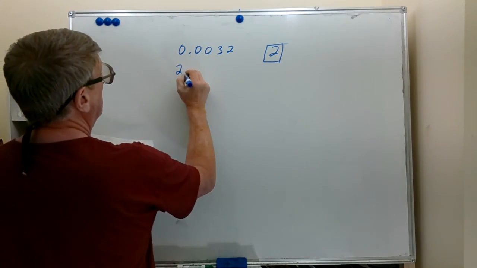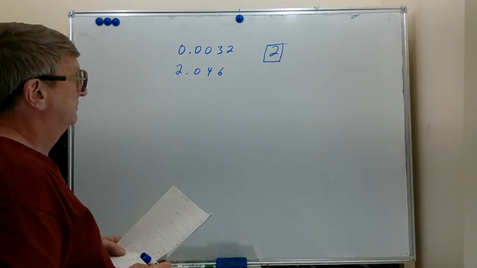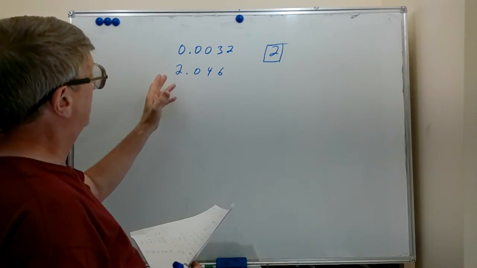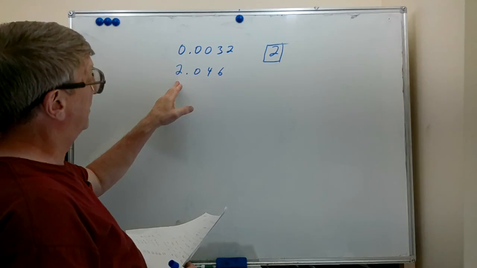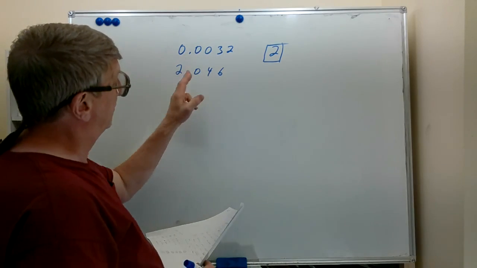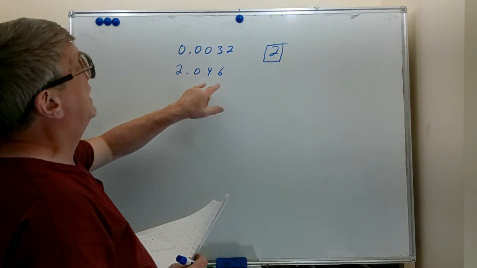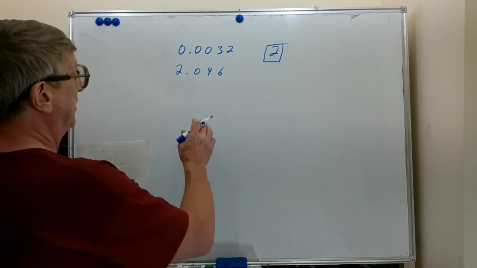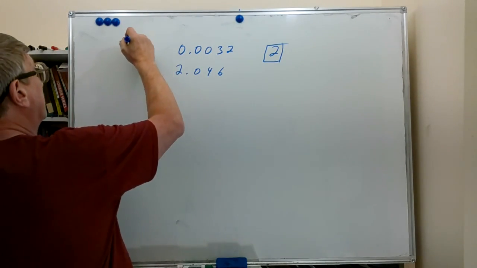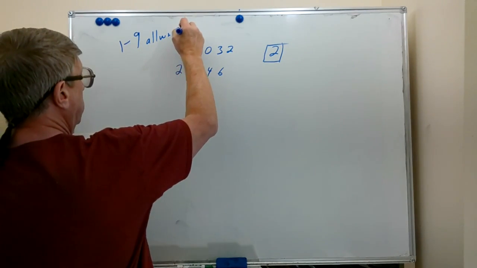Take another one here, 2.046. Well, there are no zeros to the left of the whole number portion, so this 2 will be the first significant digit. This 0 is neither the leftmost nor the rightmost. It's not the leftmost or the rightmost of the whole number part, but if it's in the fractional part, it's not the rightmost of the fractional part, so that's a significant digit. And numbers 1 through 9 are always significant, as we said a few minutes ago. We'll put that up here.